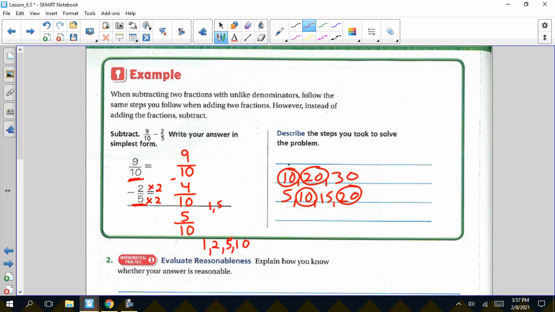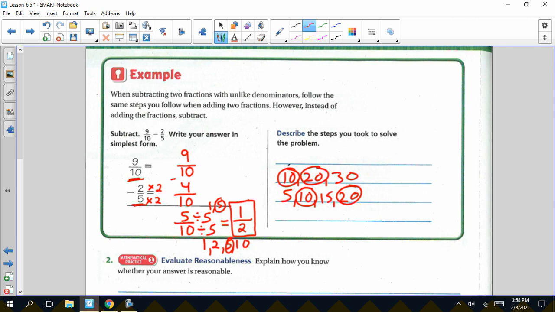They have a common factor of 5. So we can divide the top and the bottom by 5. 5 divided by 5 is 1. 10 divided by 5 is 2. And our answer in simplest form is 1/2.